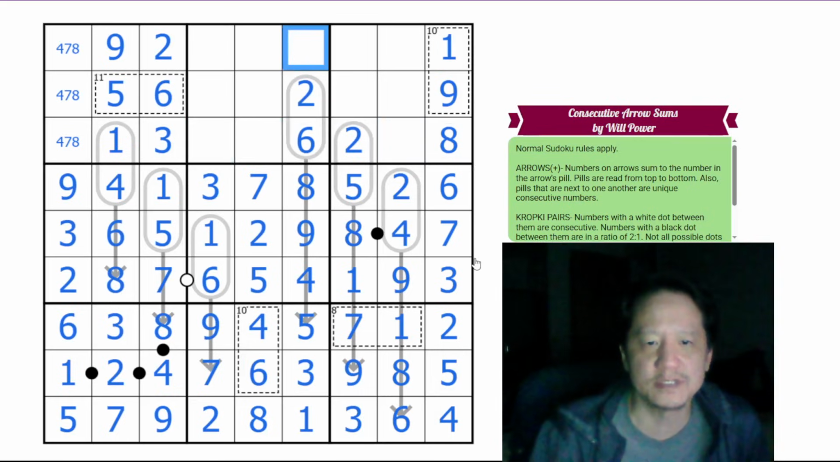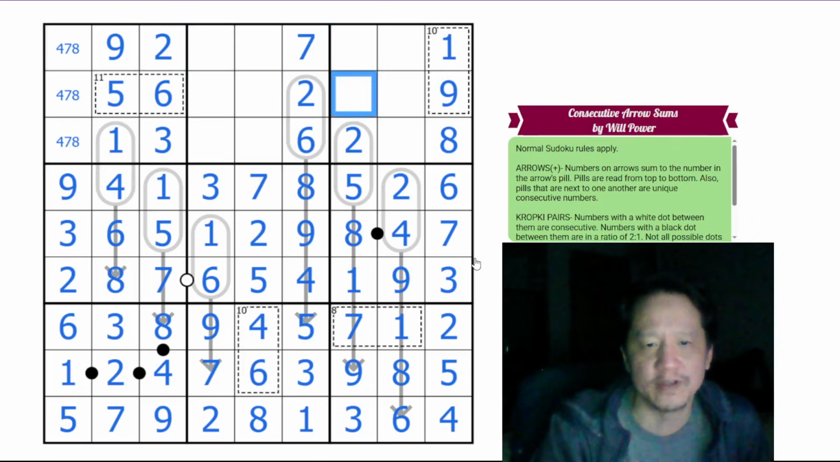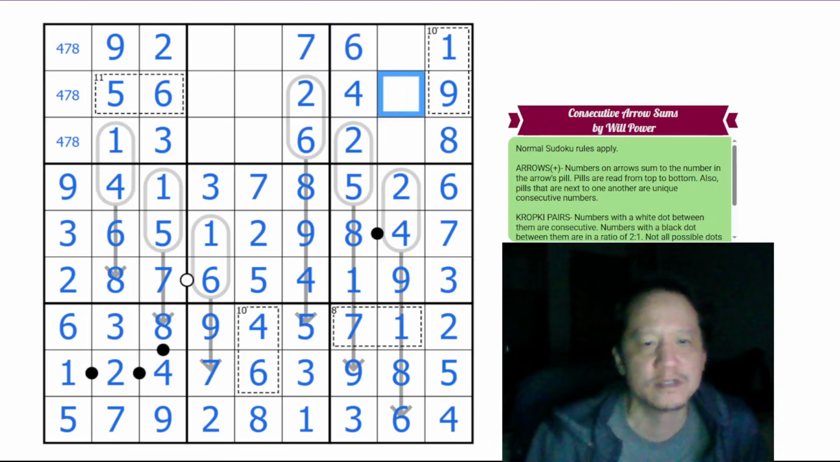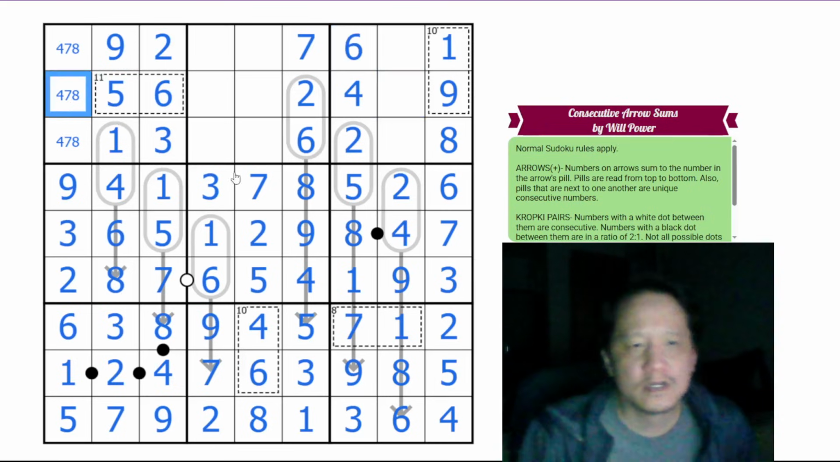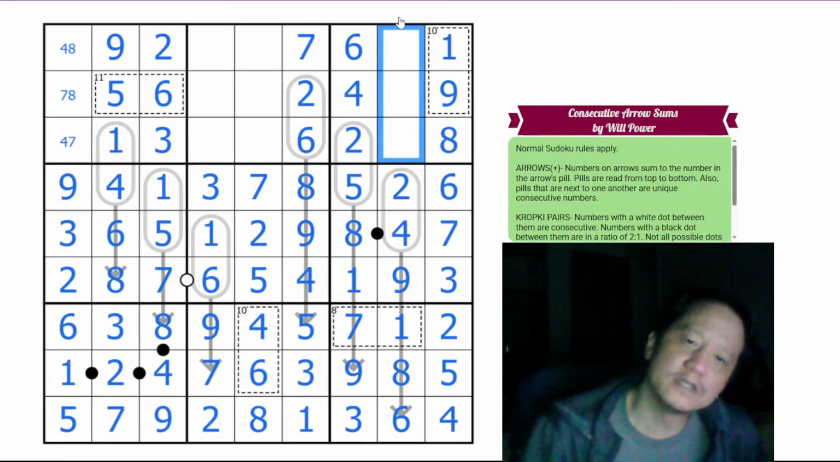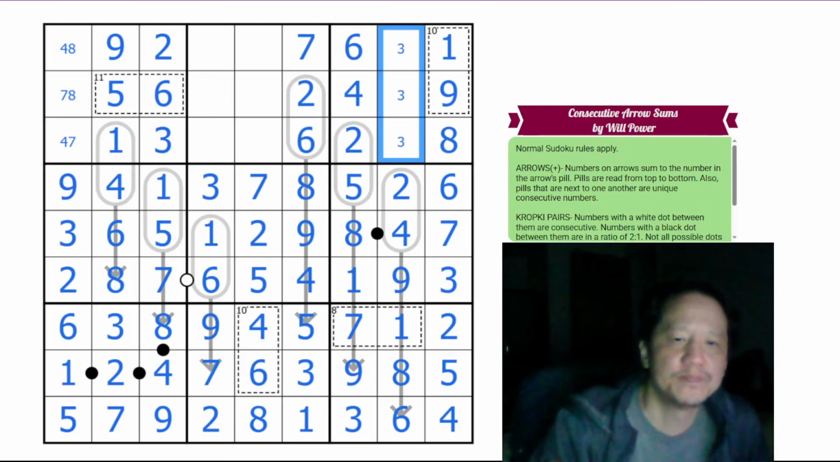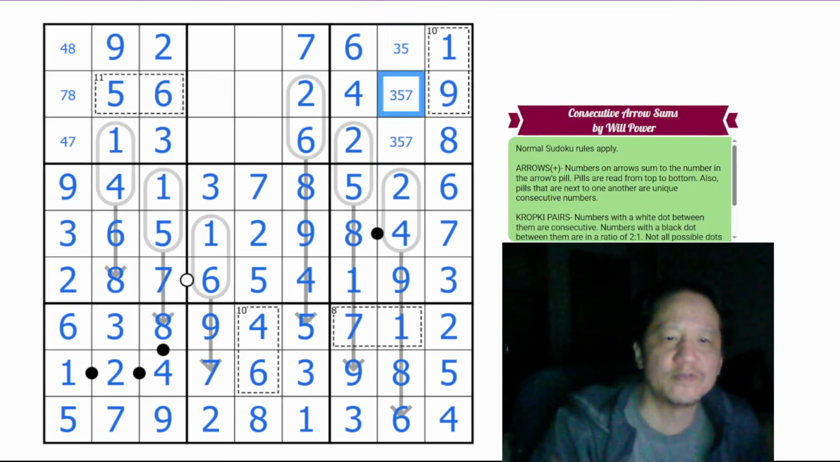In column 7, it has to be a... Sorry, in column 6, it has to be a 7. In column 7, it's 4 and 6, and this can't be 6 because of 6 in the row, so that's 4, that's 6. No 4 here, no 8 here, no 7 here. Remaining digits in column 8 are 3, 5, 7. This can't be 7 because of 7 in the row. No 5, no 3 there.